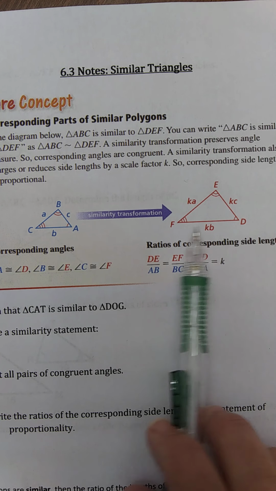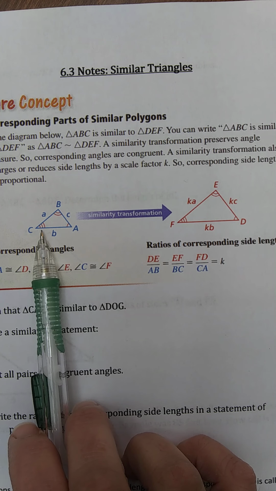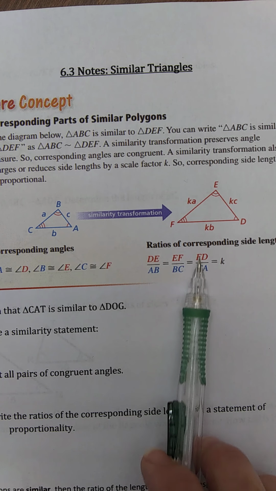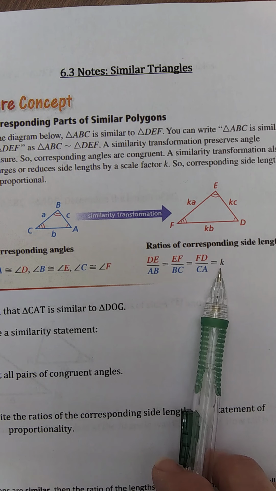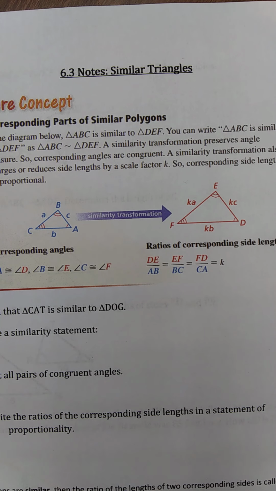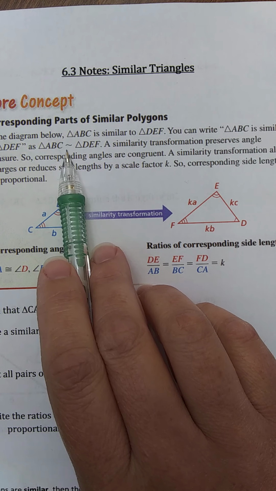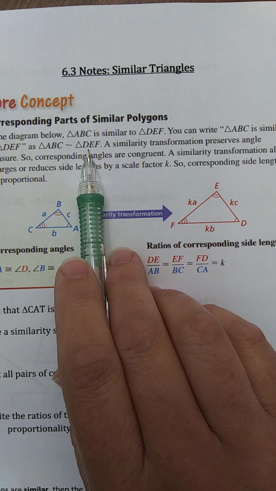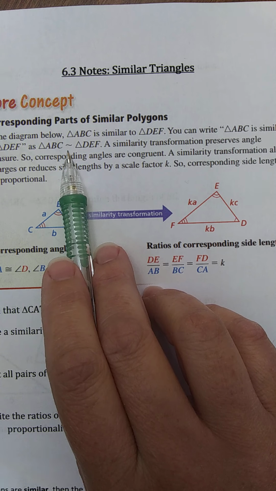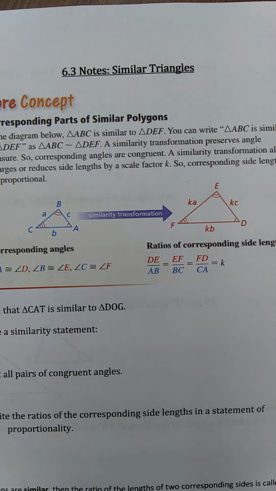And then FD, connecting 3 tick marks back to 1, and CA, connecting 3 tick marks back to 1. That's going to make that fraction. No matter which of these we divide, we're going to end up with K. K is our scale factor. A similarity statement uses that one wavy line right up here. You can see triangle ABC is similar to triangle DEF. So there's no equal sign underneath it like congruent because they're not equal. It's just the wavy line over the top.